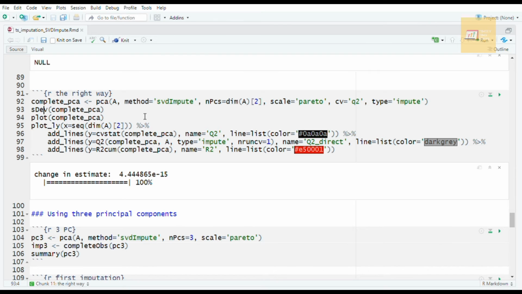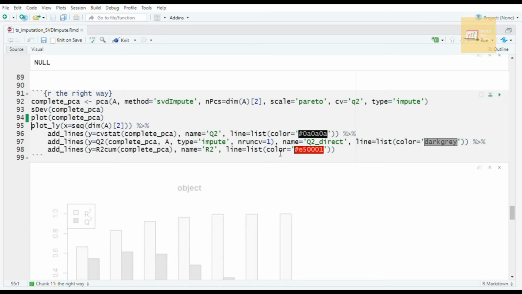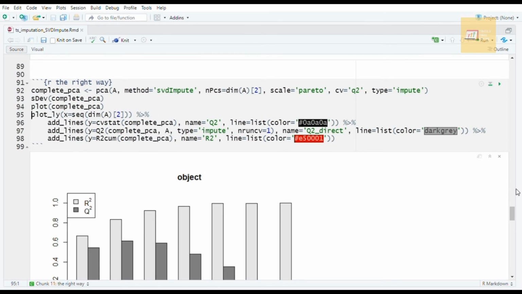The first is sdef. By running the sdef function, we can get the eigenvalues. And we can see that the eigenvalues are sorted. So the first principal component is the most important eigenvector because it has the biggest eigenvalue. Okay, and then we can also plot it. We can also plot the object right away, and this is what we get.